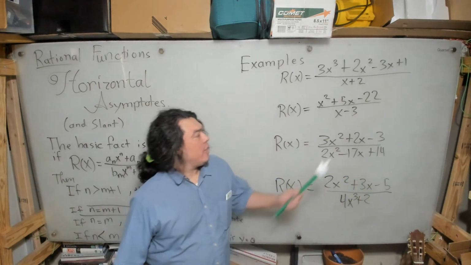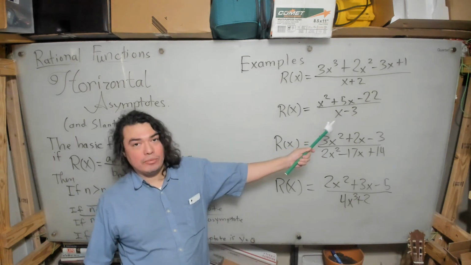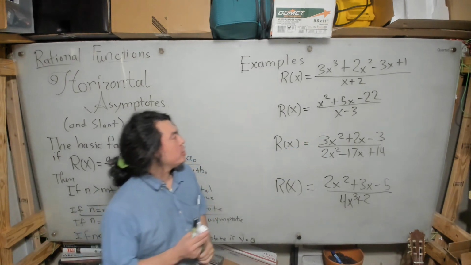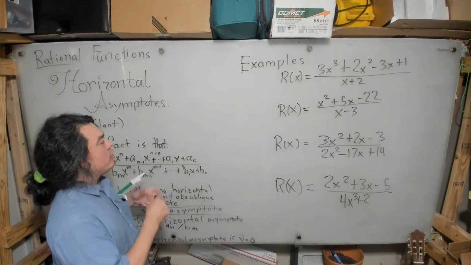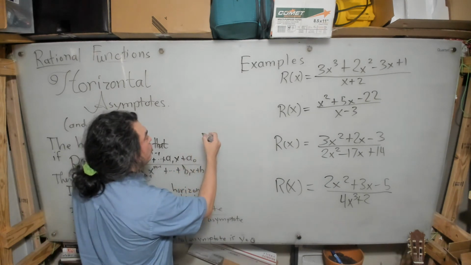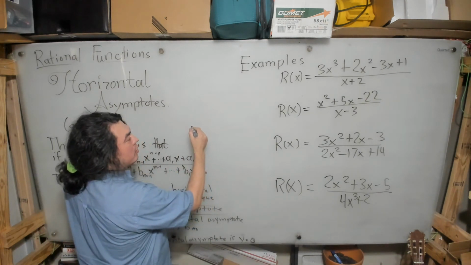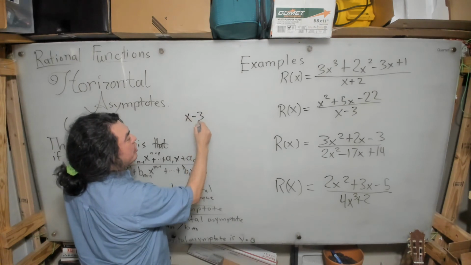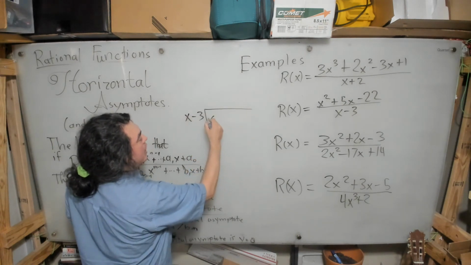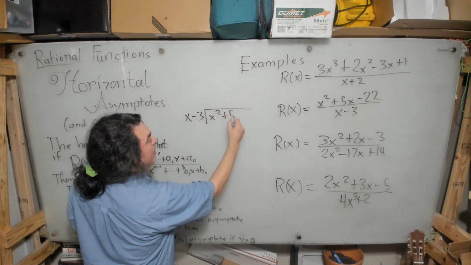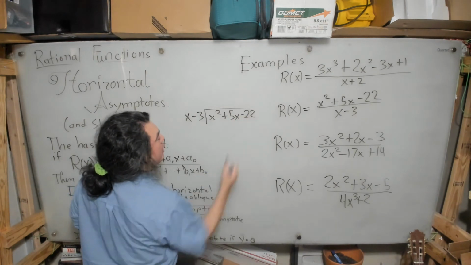Okay? And so we would get the slant asymptote from this one by performing long division. Let me do that real quickly here so that you can see that and so that we can be filled with joy. Okay? So I would put the x minus 3 on the outside of the house, and I would put the x squared plus 5x minus 22 on the inside of the house.